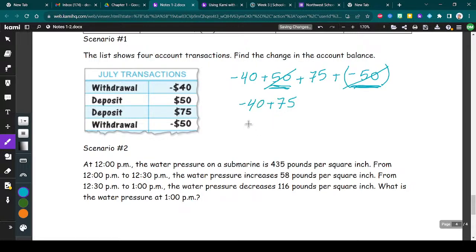Well, negative 40 plus 75 is the same as 75 minus 40. Actually, I should stop right here and do that. And that's going to be 35. Now I stop and I look. 75 was bigger, it was positive, so we have a positive $35 change.